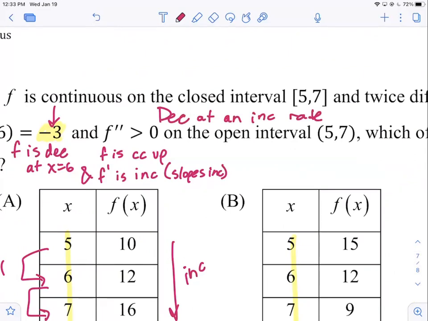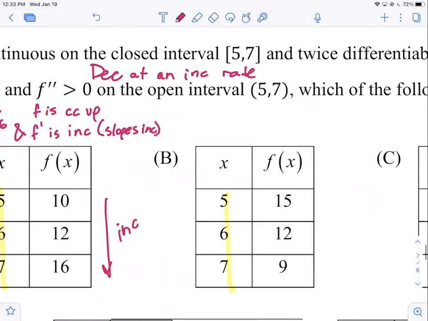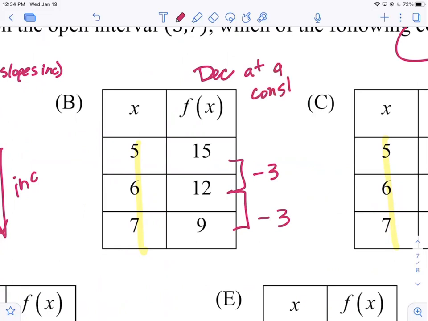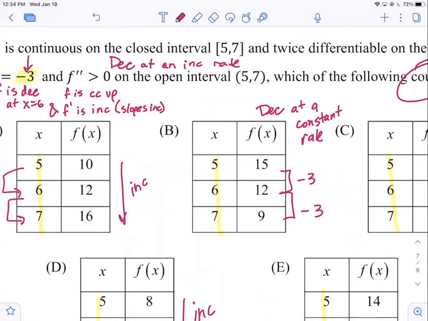So now we look to see how it's decreasing, kind of like what we did with the graph, where we looked to see if it was positive or negative, and then what they were doing compared to others. This one is losing 3, and then it's losing 3 again, right? So this one we would say on average is decreasing at a constant rate. Not decreasing at an increasing rate.